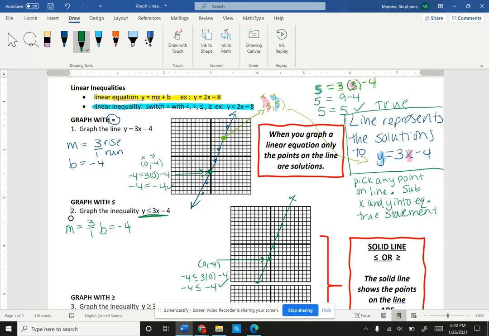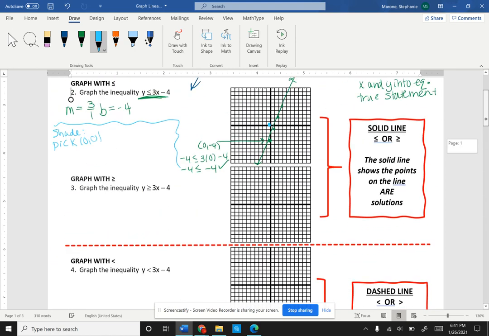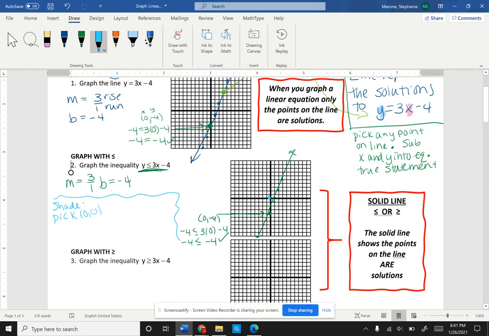But with inequalities, we know that inequalities represent multiple solutions. So we are going to have to shade inequalities. That's the other difference. To figure out where to shade, there's a longer way and a shorter way. So I'll do shade. We're going to pick any point. I'd like to pick 0, 0. Because that means that x is 0 and y is 0, and it's easy to do the math with 0, 0. So we substitute it in.